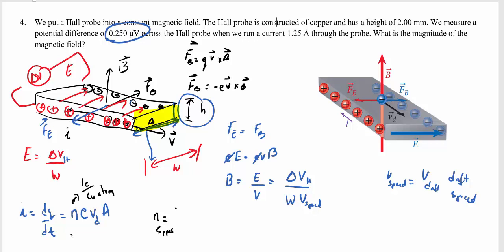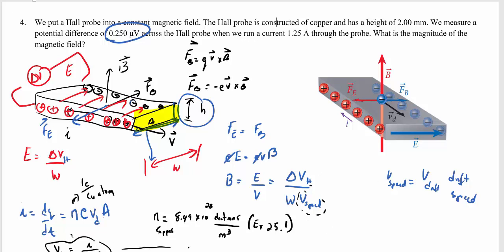What is the charge density? This has been worked out for us for copper back in chapter 25, example 25.1. This is assuming that there is one free electron for every copper atom, and knowing the density of copper, we can then determine how many electrons we have per cubic meter. Then we can solve for the drift speed. It's sort of cut out there, but you can solve for drift speed with a little bit of algebra.